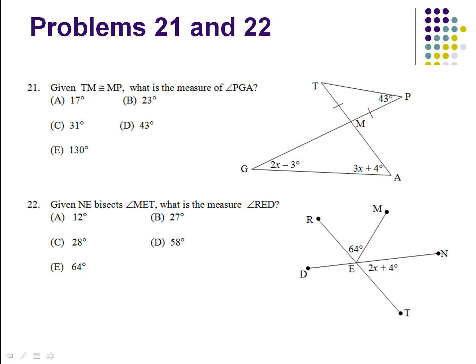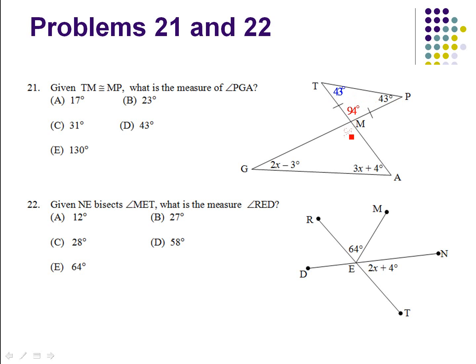Okay, problems 21 and 22. We're working with some geometry. So first thing you need to realize is this is an isosceles triangle. So this angle, 43, has a measure of 43 degrees. Angle P is the same measure as angle T. So that one's 43. Then if I add these two together, I get 86. Subtracted from 180 makes this angle 94.